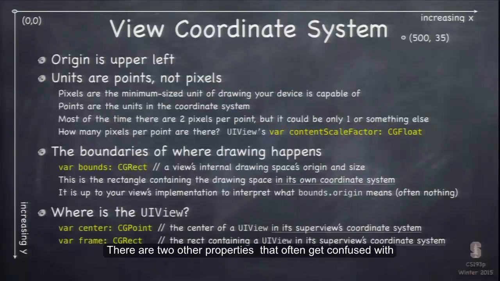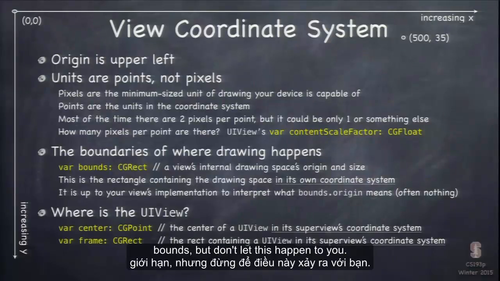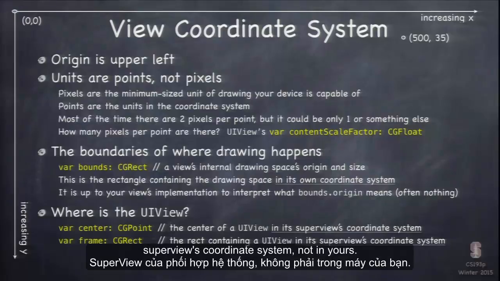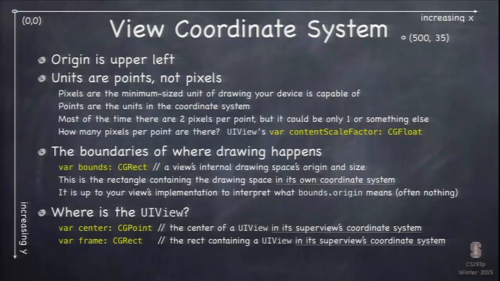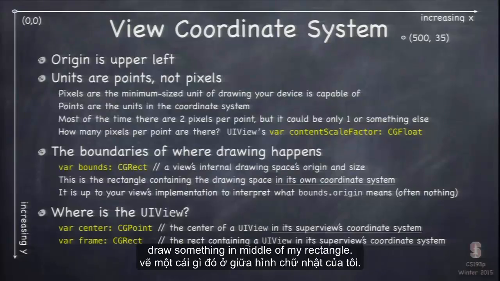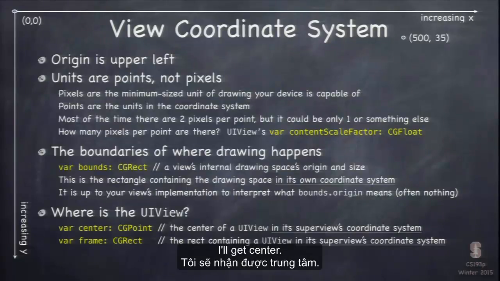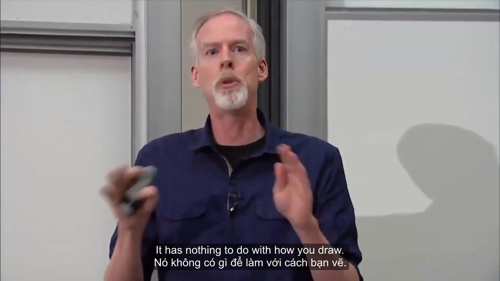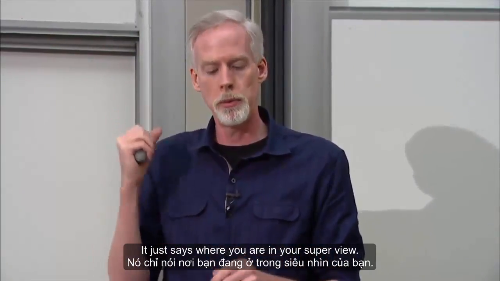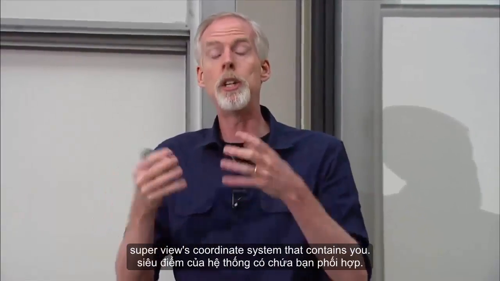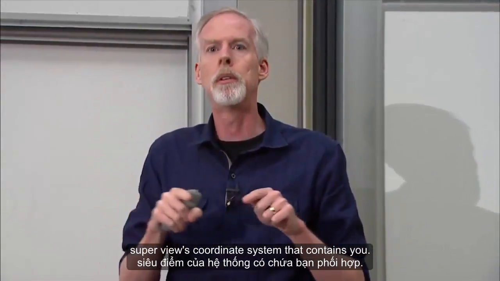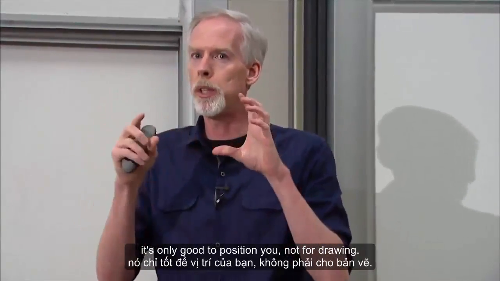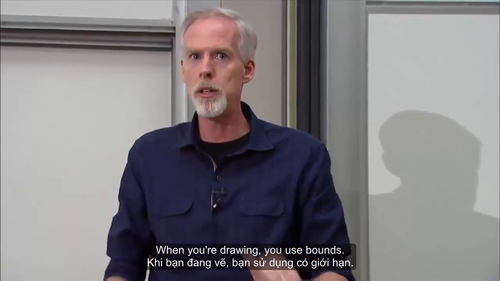There are 2 other properties that often get confused with bounds, but don't let this happen to you. One is center. Center is the center of your view rectangle in your superview's coordinate system, not in yours. So if you write code that says, oh, I want to start drawing something in the middle of my rectangle, I'll get center, that's wrong. Center is in your superview's coordinates. Center positions you. It has nothing to do with how you draw. It just says where you are in your superview. Same thing, frame. Frame is a rectangle in your superview's coordinate system that contains you. It contains all of your drawing. But it's in your superview's coordinate system, so it's only good to position you, not for drawing. When you're drawing, you use bounds.